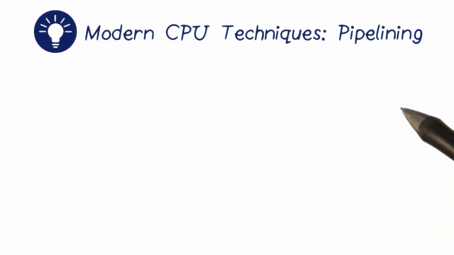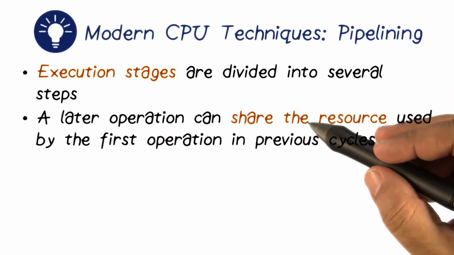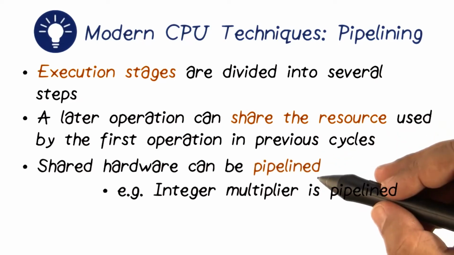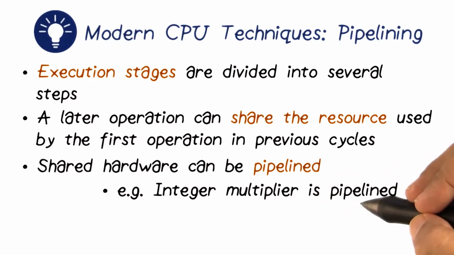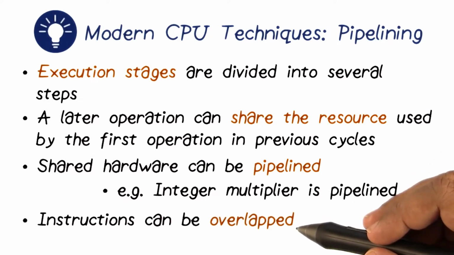So now let us see how the pipelining works in terms of the execution stages which are used by the different instructions. First off, the execution stages are divided into several steps. A later operation can share the resource used by the first operation in the previous cycles. Shared hardware can be pipelined. For example, integer multiplier is pipelined and is used by several instructions in different stages. And this facilitates the instructions can be overlapped, because an instruction can use one resource in one cycle and another resource in another cycle, and different instructions can use different resources in different cycles and share them.